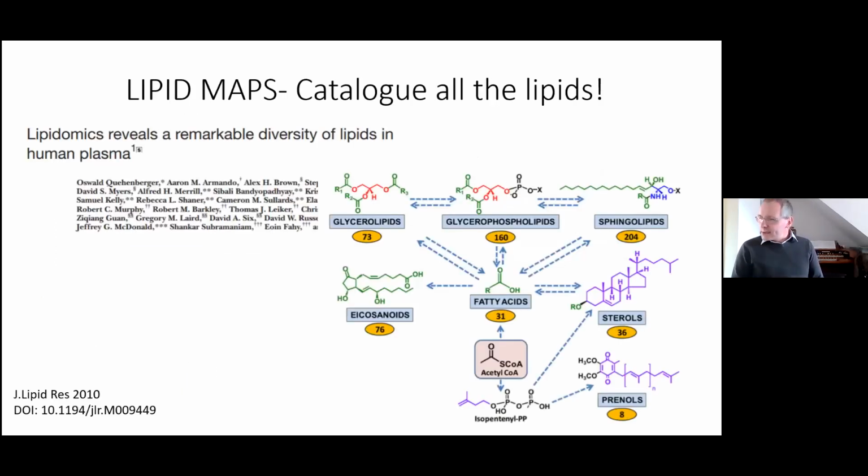It was mentioned yesterday, and I think Ed Dennis mentioned it on Monday as well, that when Lipid Maps was first set up over 10 years ago, the aim was to catalogue all the lipids. And this is one of the early papers revealing the diversity of lipids in human plasma. So some time on, do we have all the lipids?